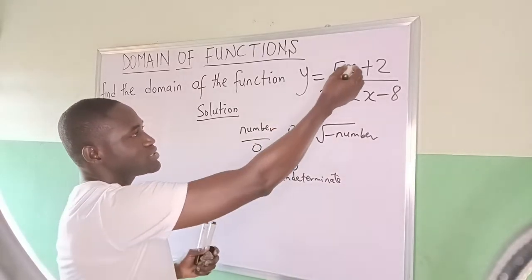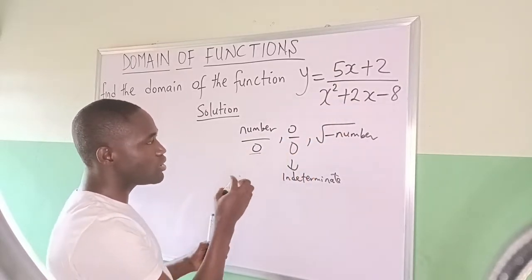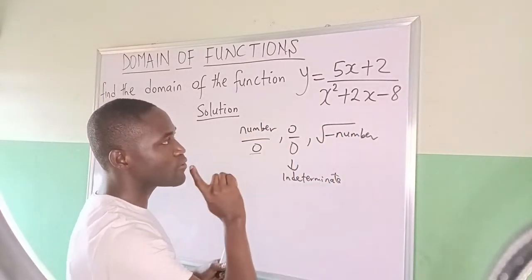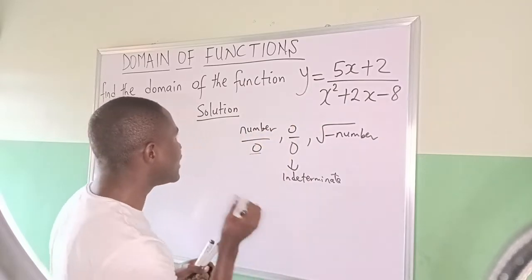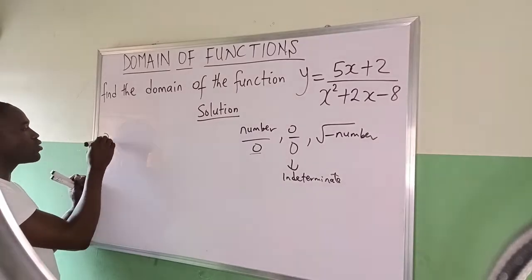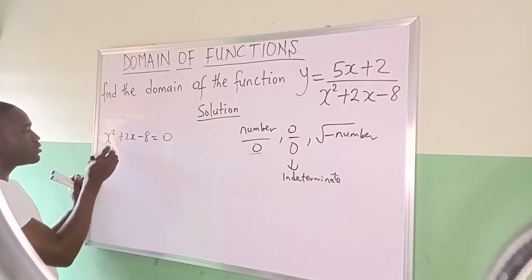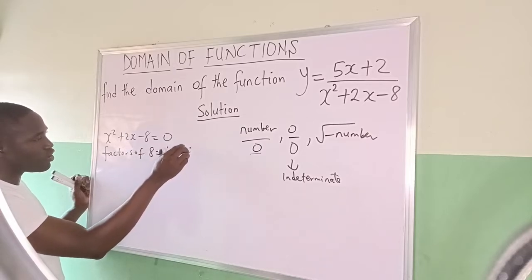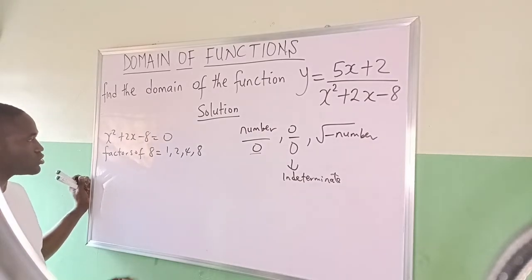Now, looking at this fraction, we noted that when the denominator is 0, the expression will be undefined. That means equate this denominator to 0 and see the values of x that will make it to be undefined. Let's see. I will equate x squared plus 2x minus 8 to 0. How? Factorizing. Factors of 8 are 1, 2, 4, and 8. So I want to factorize using scissors method.